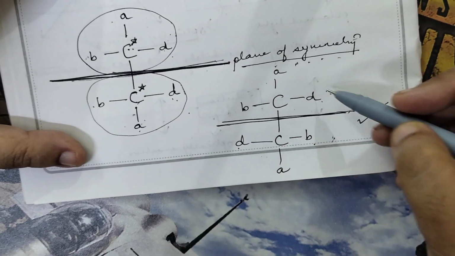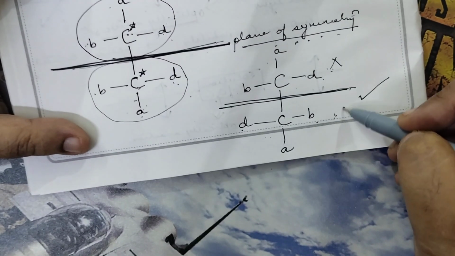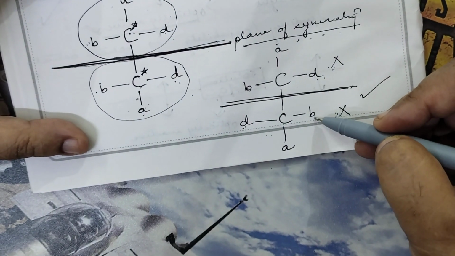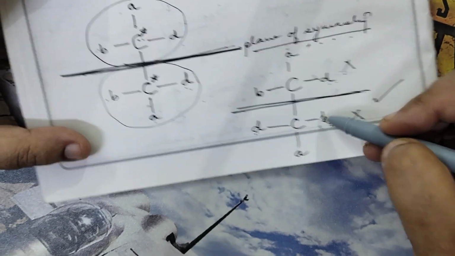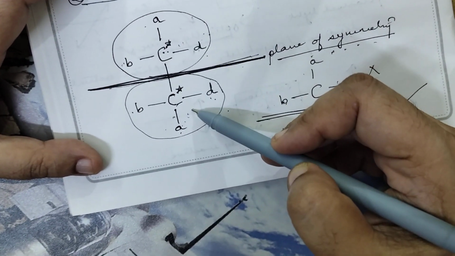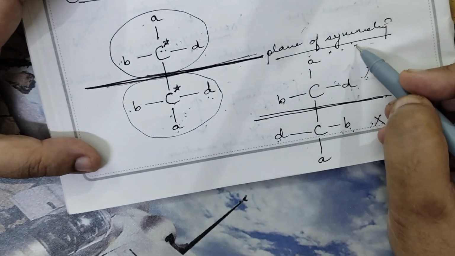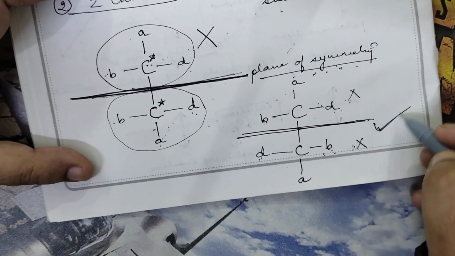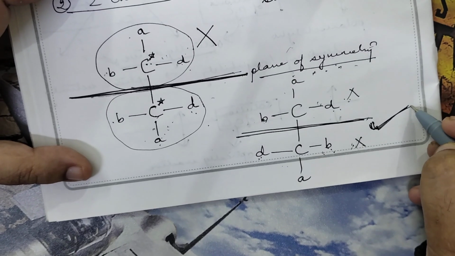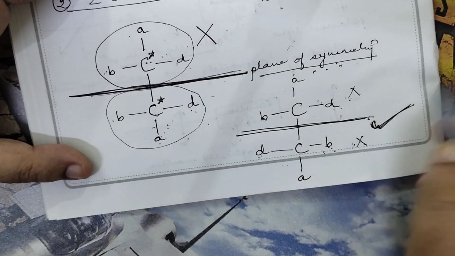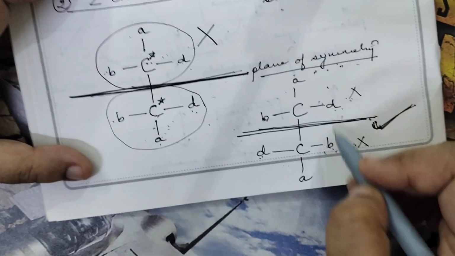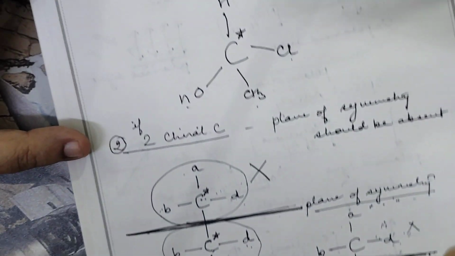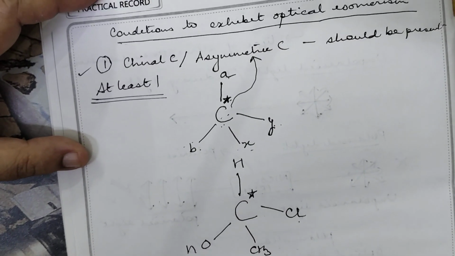You can have a plane which is not dividing. Now this is not identical as this, because B is facing D and D is facing B. So these are not identical halves, but these are identical halves. So if any plane of symmetry is present, then optical isomerism will not be shown, and this compound will very well show optical isomerism because plane of symmetry is absent. This plane is not dividing the compound into two identical halves. So these are the two conditions for exhibiting optical isomerism.